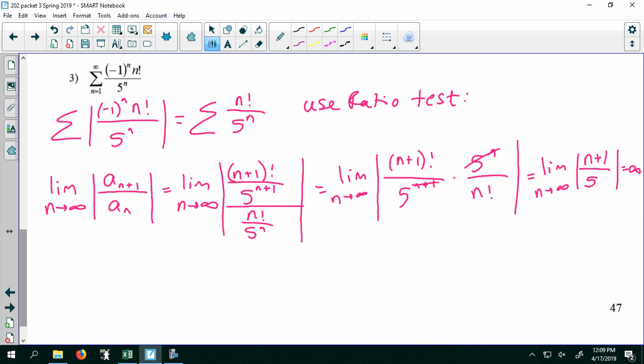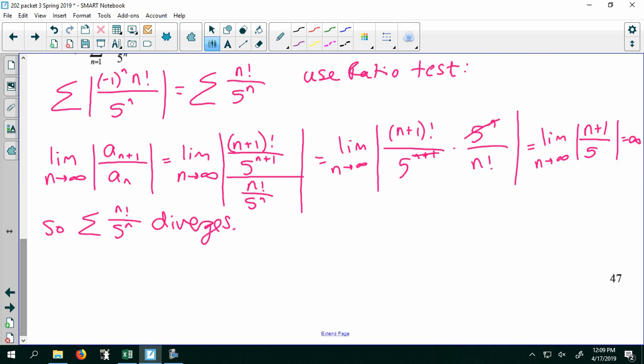Okay, when the ratio test gives you a number larger than 1 or infinity, the series diverges. So my sum of n factorial over 5 to the n diverges. All right, so that means I have to test the alternating version of the series separately.